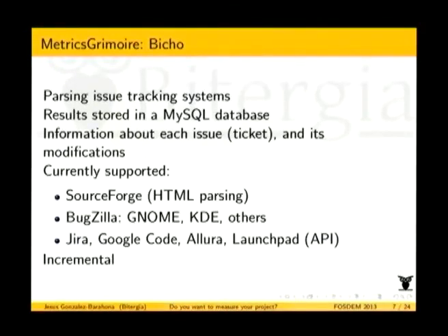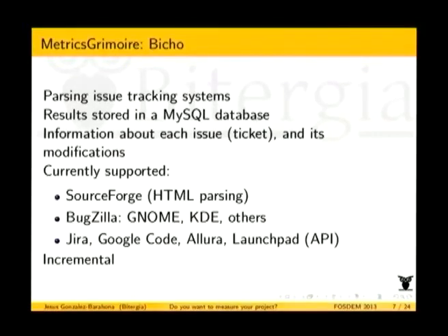Bicho is the tool for retrieving information from issue tracking systems, bug tracking repositories and the like. Again, it stores the results in a MySQL database, and usually it uses the API of the tools, I mean, of the bug tracking systems. It works with SourceForge, with Bugzilla, like the different flavors of it, like the GNOME Bugzilla or the KDE Bugzilla or some others. And also it works with Jira, Google Code, Launchpad, etc., etc.